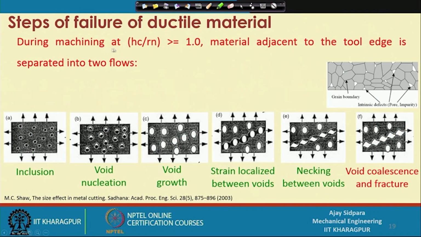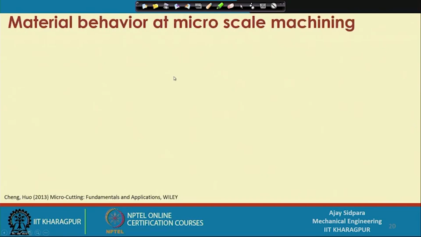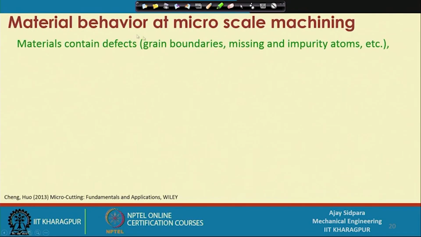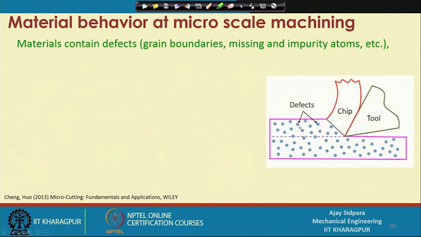Right. So, during machining, where the chip and the material adjacent to the tool are separated into two flows, as we have seen in the last class, what is going to happen with this particular thing? The material contains defects. Whatever defects we have seen, the grain boundaries are also considered one of the origins through which the material is separated out. Missing and impurity atoms are also available in this particular case.